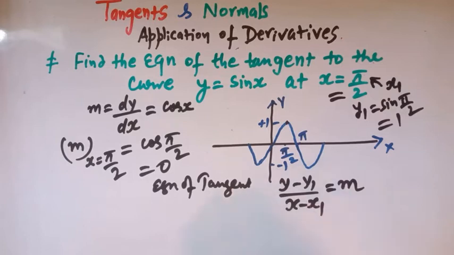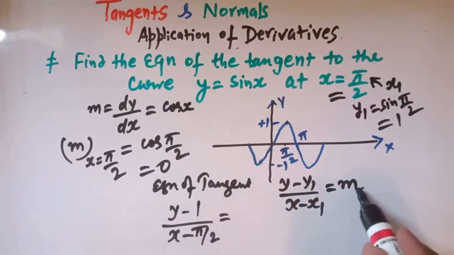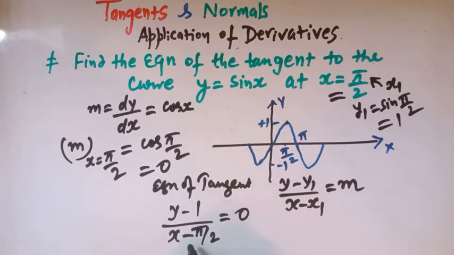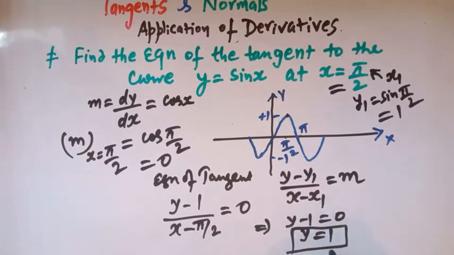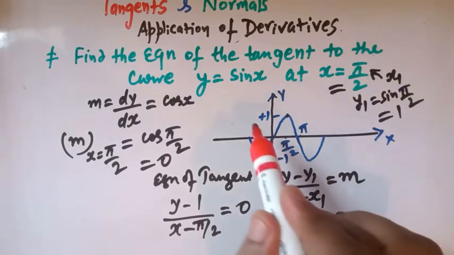So sine 90 is 1. So what is the equation of tangent? The equation of tangent is y minus y1, y1 is 1, and x minus x1, x1 is pi by 2, which is equal to 0. Clear? M is 0 here. So we multiply it here. So we get y minus 1 is equal to 0. So y is equal to 1. So y is equal to 1 is the equation of tangent to this curve y is equal to sine x at x is equal to pi by 2, and the tangent line is drawn like this.